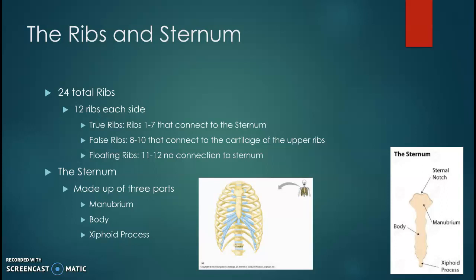Now to the sternum. In the picture, you can see a few labeled parts, but we're going to focus on the manubrium, the body, and the xiphoid process. These are the 3 separate bones that make up the sternum.